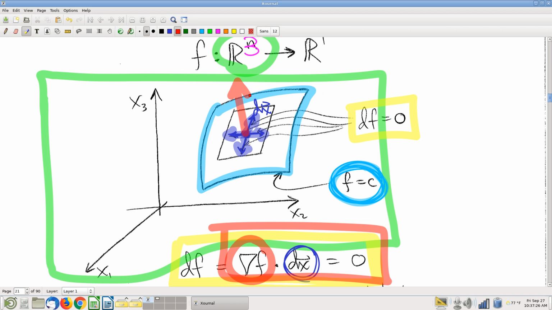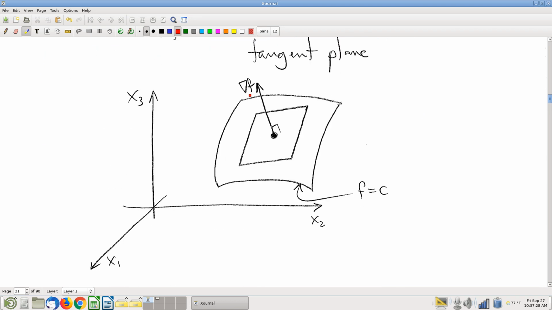Yeah, like I say, pretty straightforward argument. So here's the punchline. Again, the gradient is always perpendicular, orthogonal to the level sets.